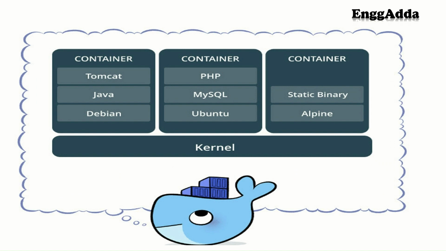This is the Docker container. You can see in one container we are using Tomcat, Java and Debian. In the second container we are using PHP, MySQL and Ubuntu. And in the third container we are using a static binary and Alpine. So these are the different libraries required to run that image. They are combined in the same image and we run that in the container.